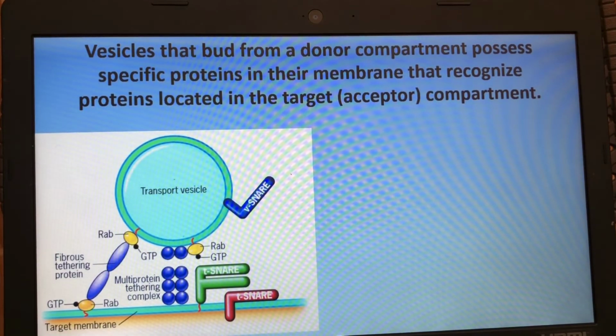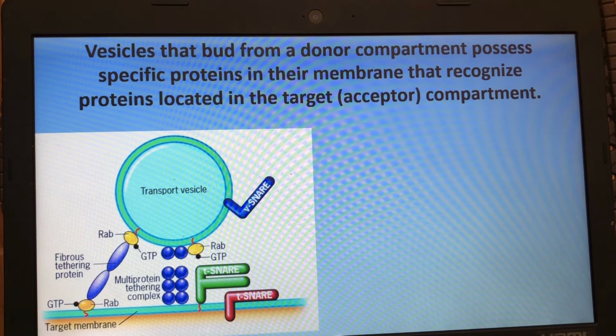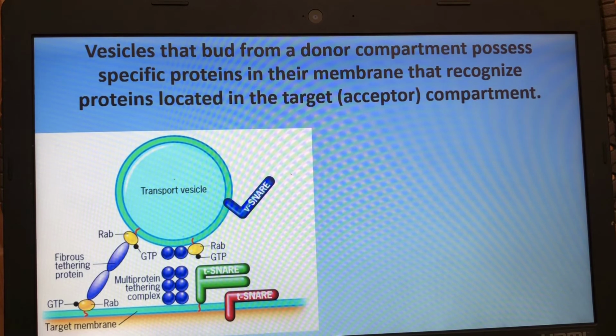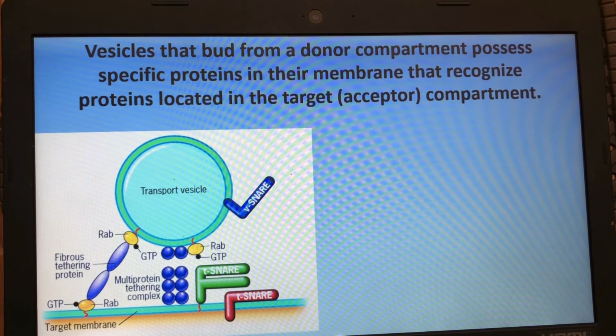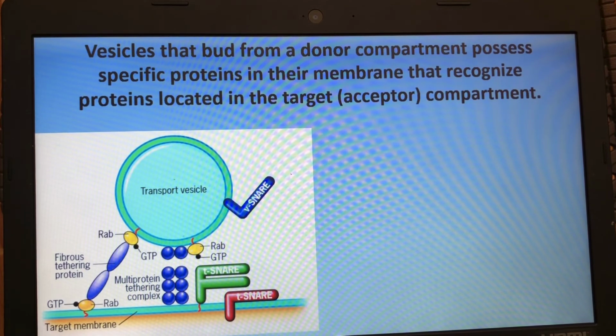According to this model, RAB proteins on the vesicle and target membrane are involved in recruiting tethering proteins that mediate initial contact between the two membranes. Two types of tethering proteins are dimeric, highly elongated fibrous proteins, and multi-protein complexes.